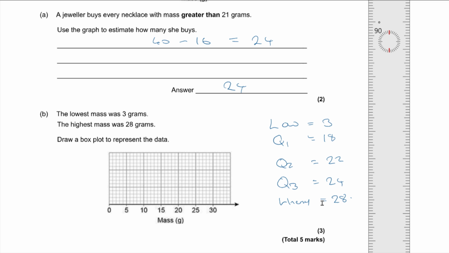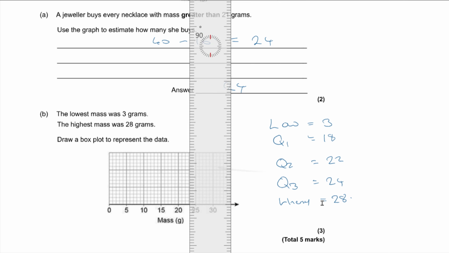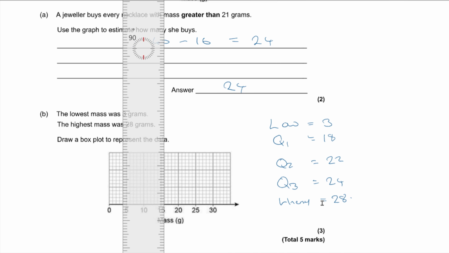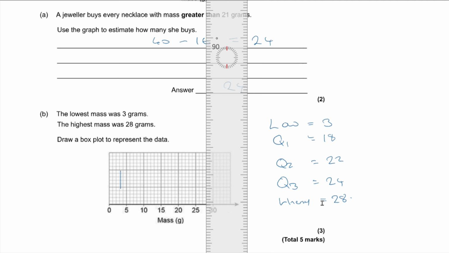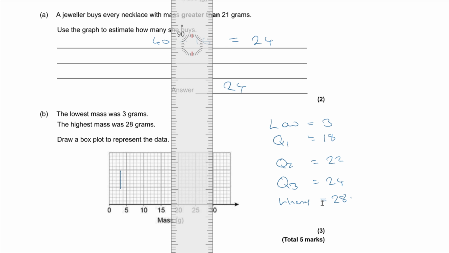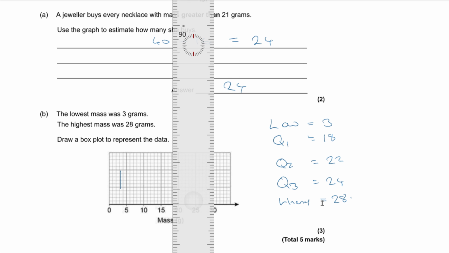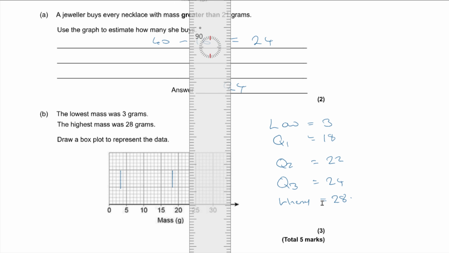Okay, so then once I've got all my values, I can then draw the box plot. Okay, so I'm going to have a line at 3. I'm going to draw a line at 18. I'm going to draw a line at 22.